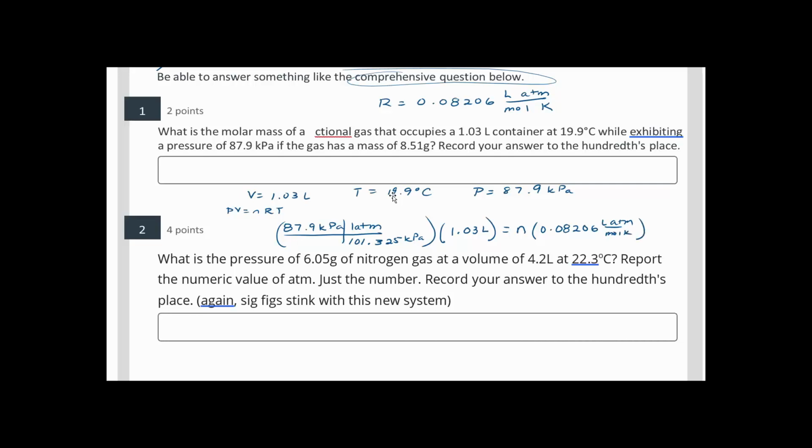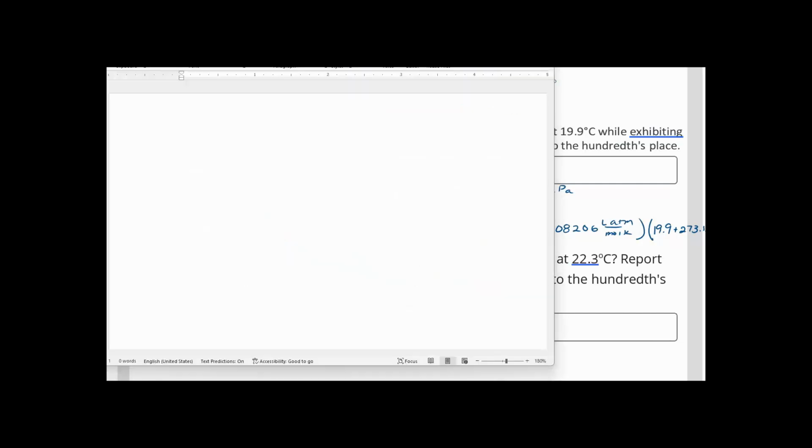And then our temperature. Now, the temperature, we do need to have that in Kelvin. Remember, we take our Celsius value and add 273.15 in order to get Kelvin. Now, that's going to get messy in a hurry, so I'm going to move some of that over here.